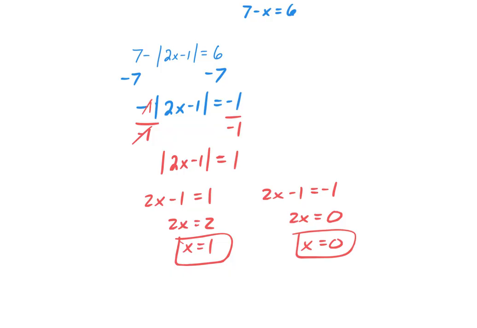Let's start with 1. 2 times 1 is 2. 2 minus 1 is 1. Absolute value of 1, still 1. 7 minus 1 becomes 6. Works, okay? If I tried 0, 2 times 0, 0. 0 minus 1 is negative 1, but when I take the absolute value of negative 1, it becomes 1. And then once again, 7 minus 1 is 6, okay? Both of them work, okay?